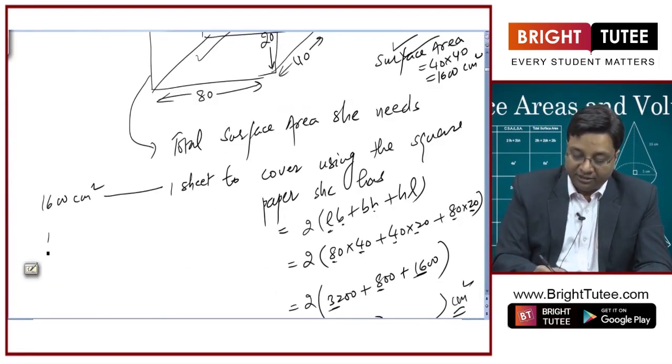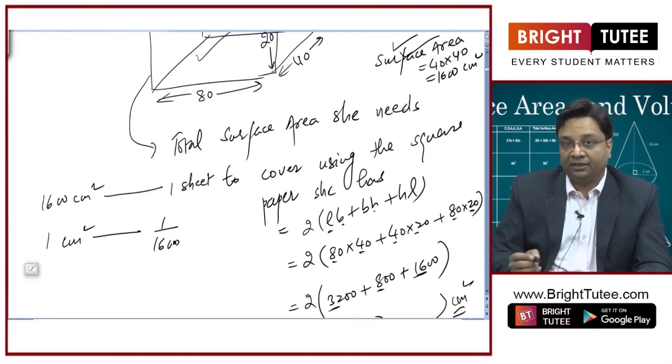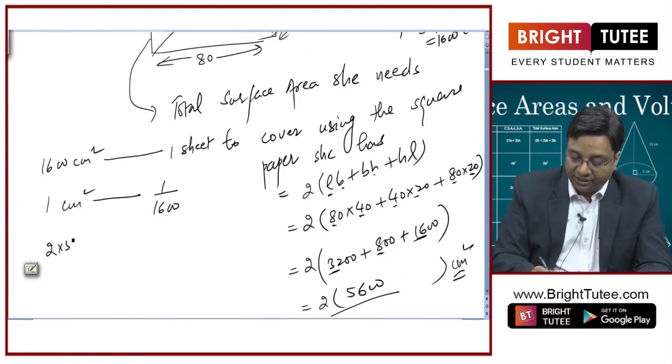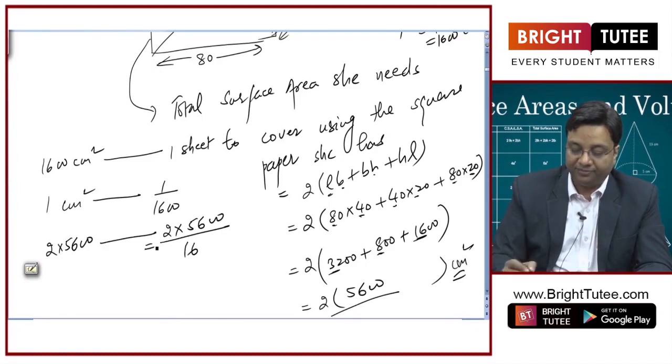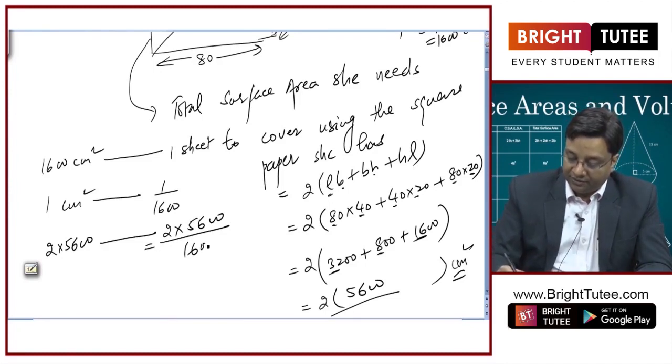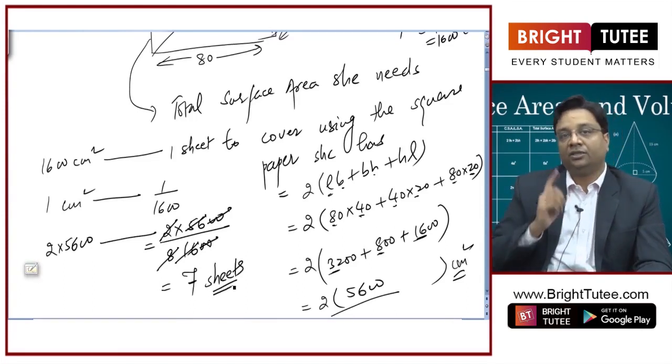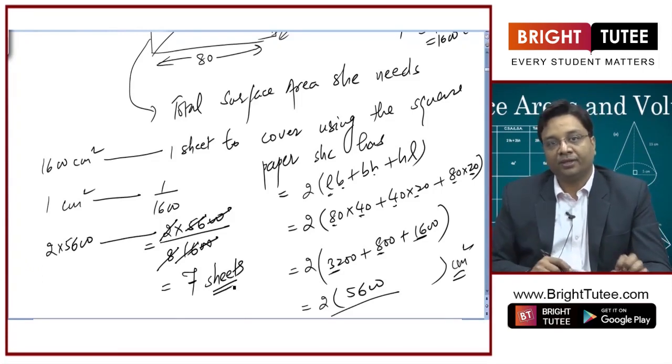Now, applying the unitary method, we can say 1 centimeter square can be covered by 1 by 1600 of the sheet, and the total area, that is twice of 5600 centimeter square, can be covered in 2 into 5600 by 1600 sheets, okay. So, these two zeros can be cancelled, this will give you 8, this will give you 7 here. So, 7 such square sheets are required to cover this box fully, okay.